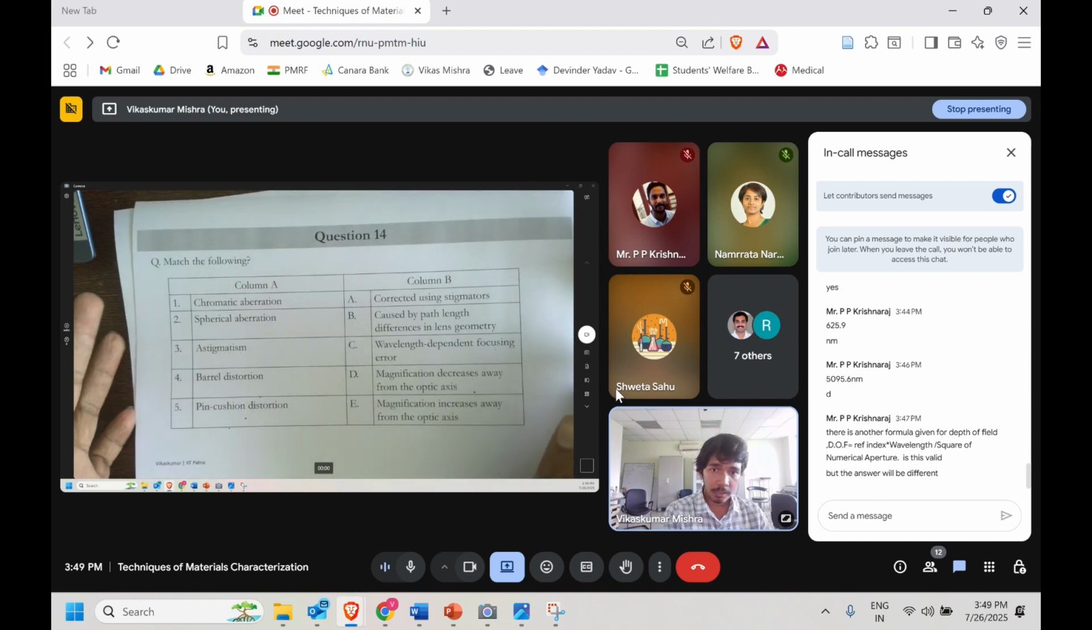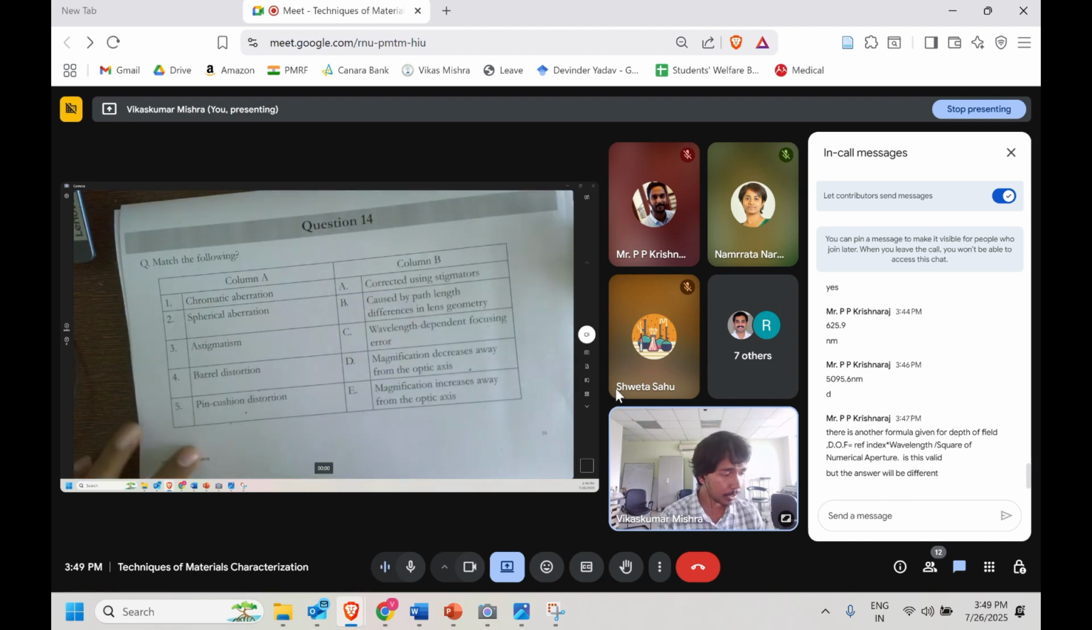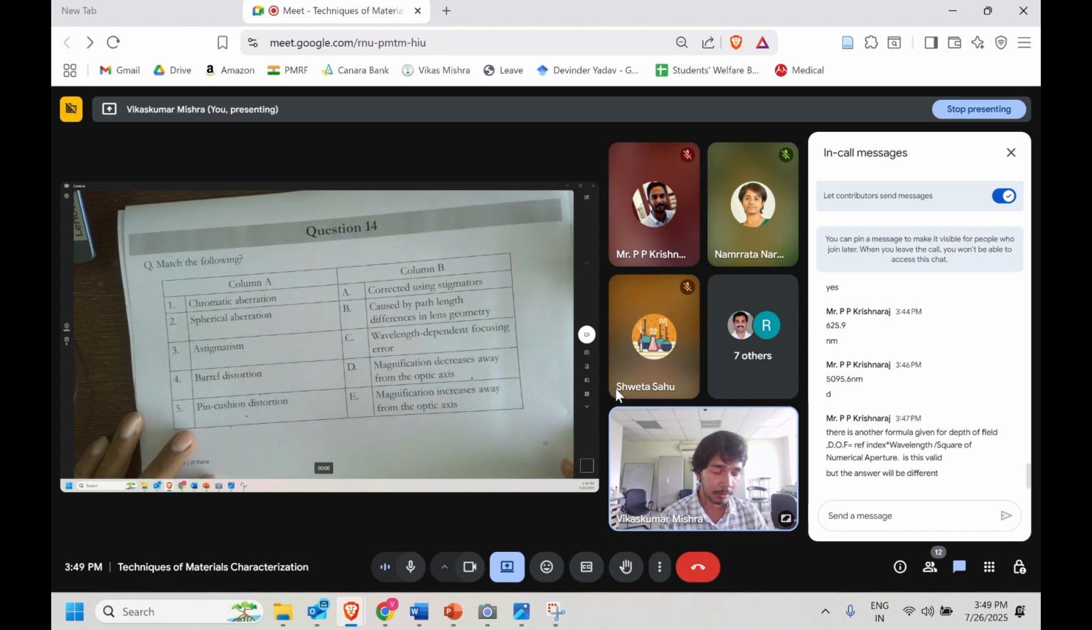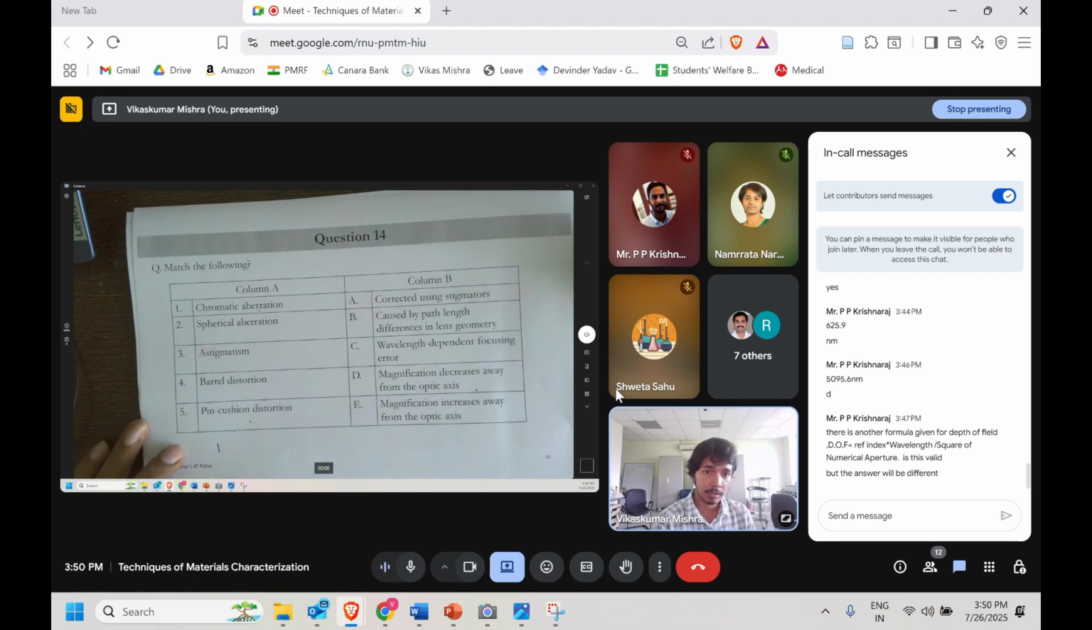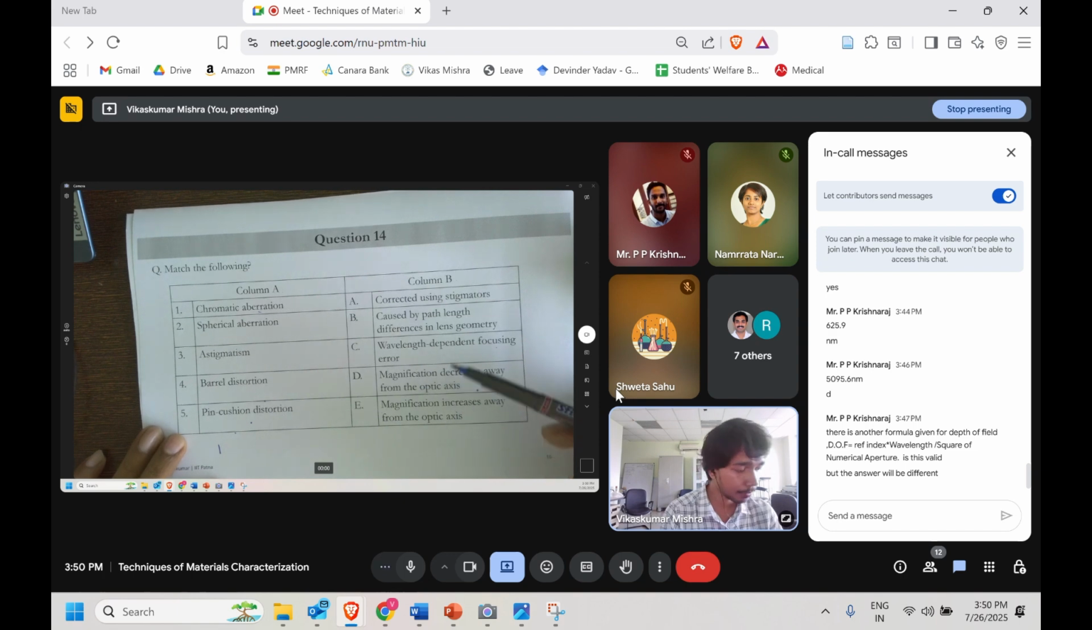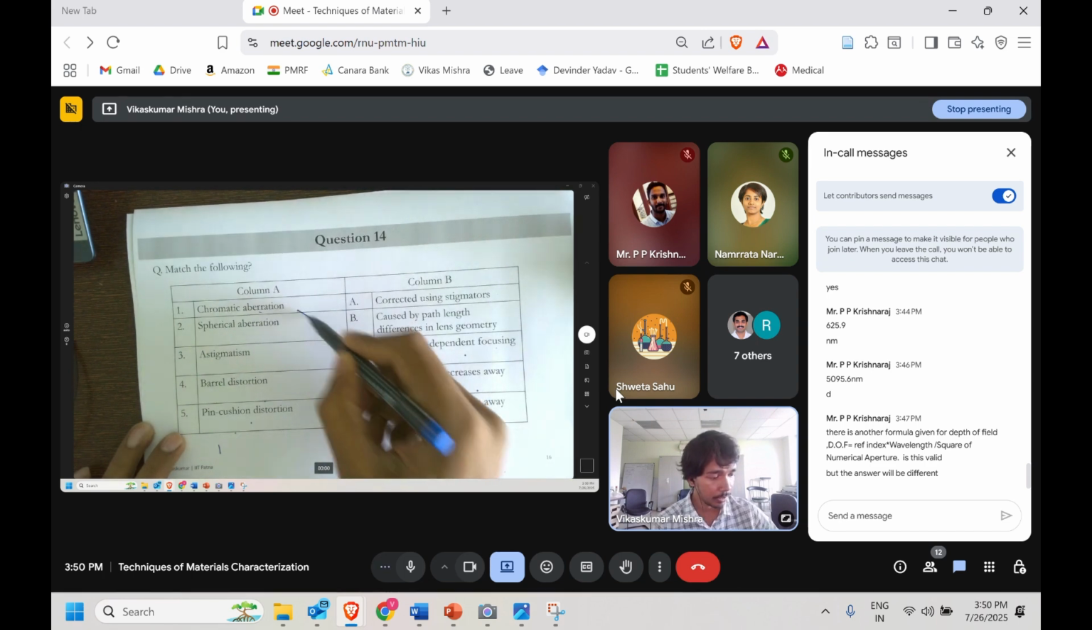So we have studied about aberration in the class. Let's try to solve this multiple match-the-following question. First one is chromatic aberration. We know that it arises due to the presence of a range of wavelengths in it, right? So which one is the right answer among A, B, C, D, and E? Corrected using the stigmata, caused by the path length difference, wavelength dependent focusing error. So the right answer for this one will be C.